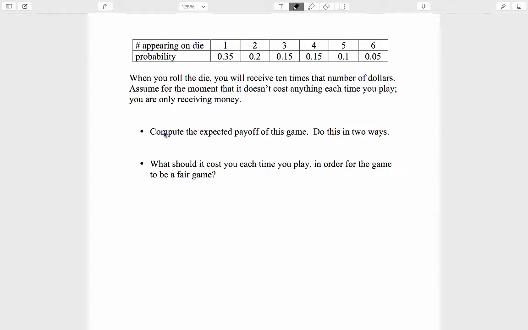play. Our two tasks are to compute the expected payoff of the game in two different ways, using our two different methods, and to figure out what it should cost you each time you play in order for the game to be a fair game, in the technical sense of fair. That means that the expected net gain should be zero.